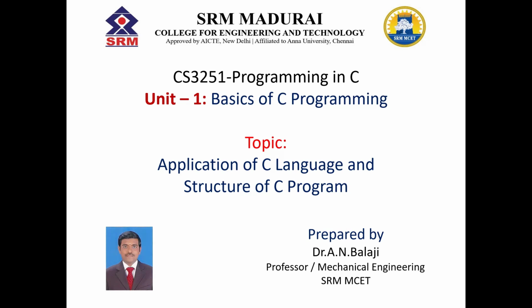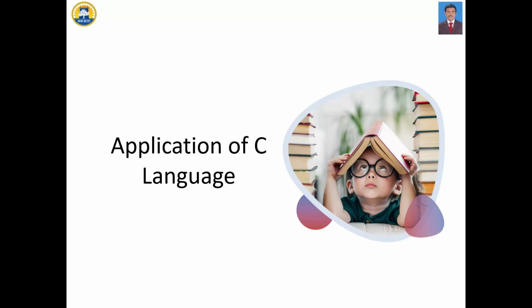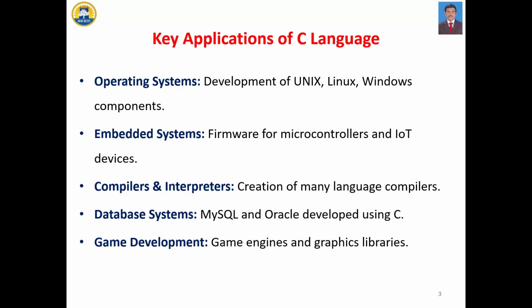Dear students, let us discuss the applications of C language and the structure of a C program. Applications of C language. The key applications of C language are given below. C language is used in operating systems. It is used for the development of Unix, Linux, and Windows components. In embedded systems, C is used as firmware for microcontrollers and IoT devices.